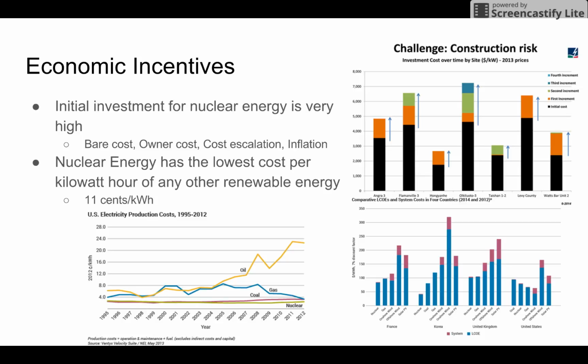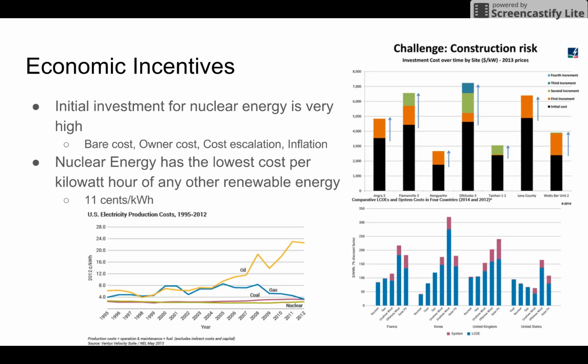To counteract those negative environmental impacts, there are some pretty significant economic incentives. There is a pretty high initial investment cost for nuclear energy, but you'll see that nuclear energy, once you get it started, is pretty cheap. The initial investment cost is composed of four things: the bare cost, which is how much it costs to build the plant itself; the owner cost, which is finding the land, paying for the labor; and then cost escalation, which is the problems that come with upkeep and maintaining the plant; and then inflation, because people have to take out loans to get the capital to start these, and then paying the interest back on that can be hard.